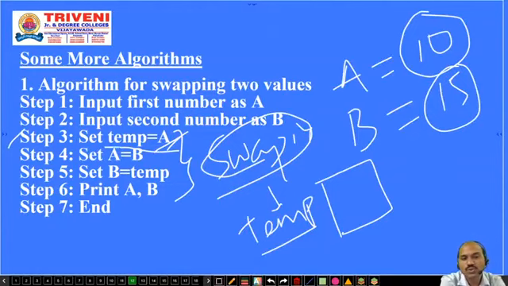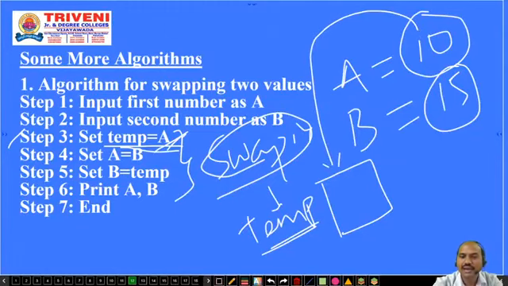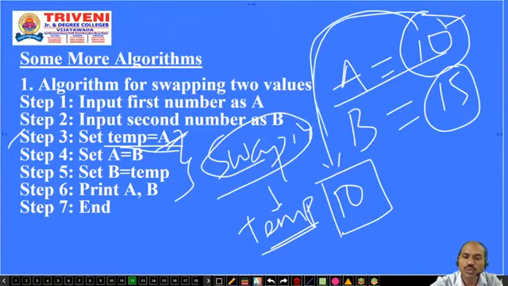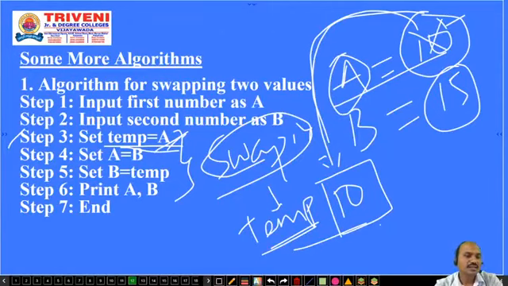What will the third step execute? Temp equals a. Temp equals a means the value 10 will go to the temporary variable. A value is 10, so the 10 will go to temp. Now a is nothing but empty.